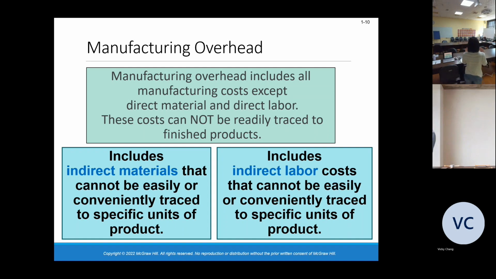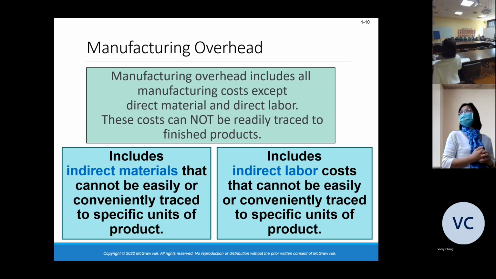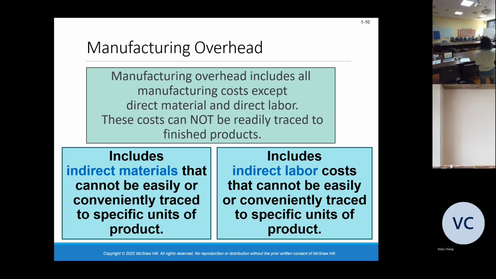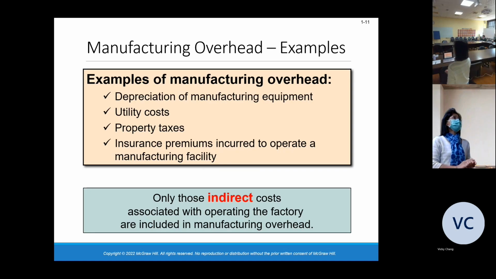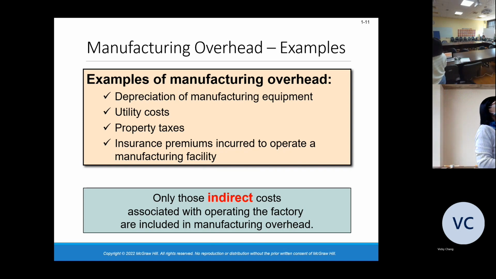So we can say that manufacturing overhead includes indirect labor and indirect material. It's like electricity, like insurance, and the salary of the supervisors, because the supervisors don't touch the product directly. They just supervise. Here are some examples of manufacturing overhead, like depreciation of manufacturing equipment. That is a kind of manufacturing overhead.